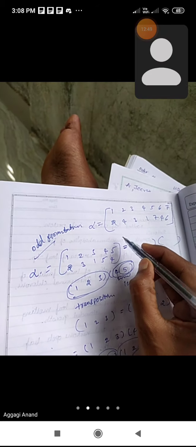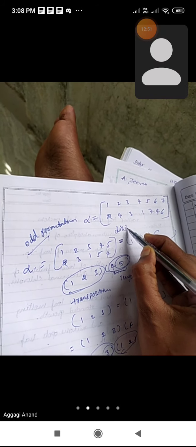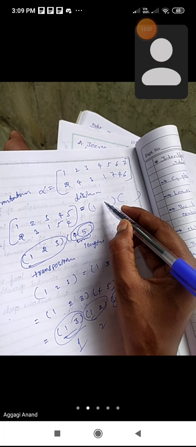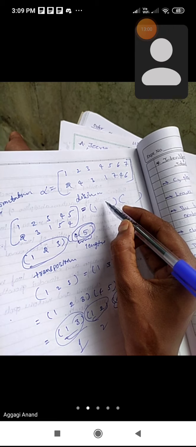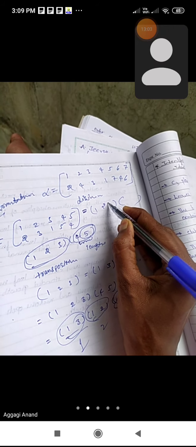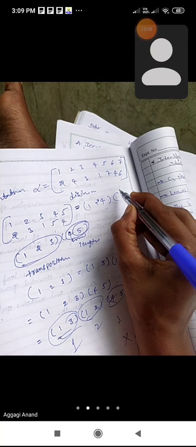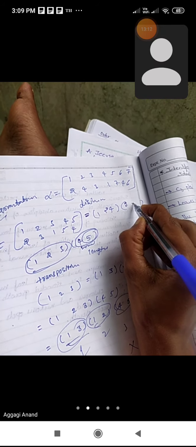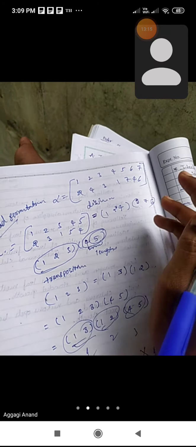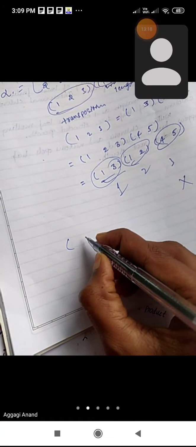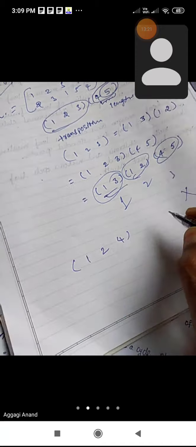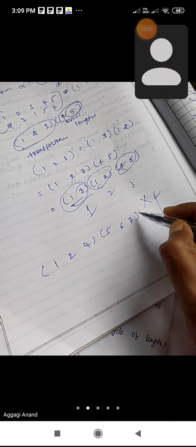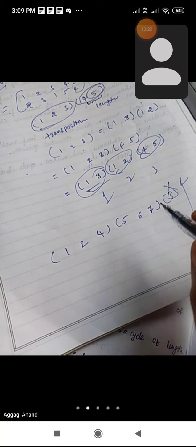This is the permutation. Write it down expressed as disjoint cycles. What we will get? 1, next term 2, 4. Next 5, 7, 6. Okay. What we will get? (1, 2, 4)(5, 6, 7). Okay. 3 is only a single term, so we cannot consider it.